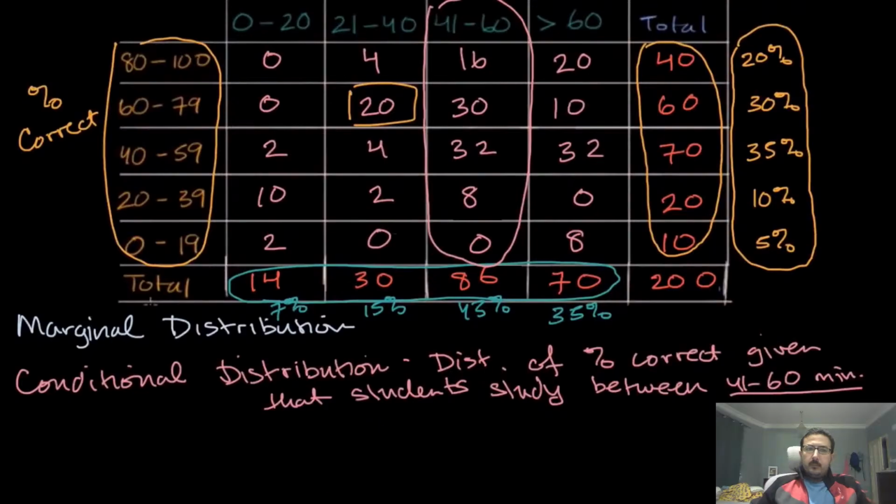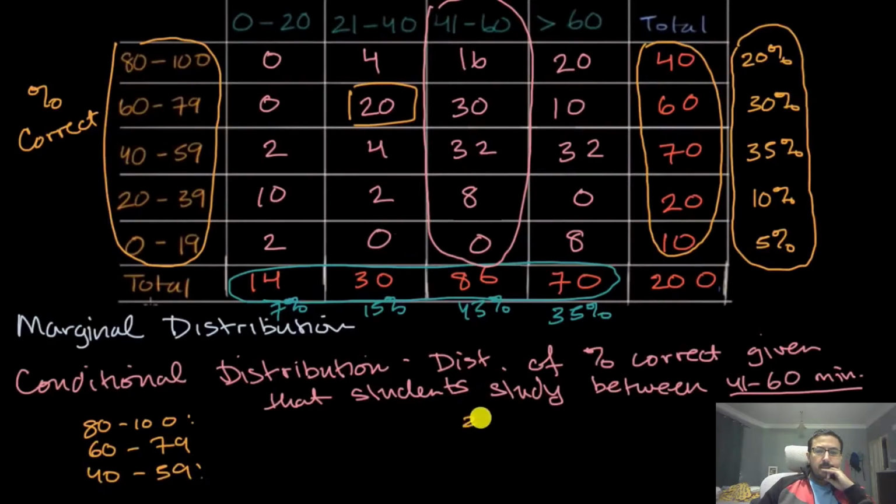Let me get a little bit more space. So if we set up the various categories, 80 to 100, 60 to 79, 40 to 59, continue it over here, 20 to 39, and 0 to 19. What we'd want to do is calculate the percentage that fall into each of these buckets, given that we're studying between 41 and 60 minutes.